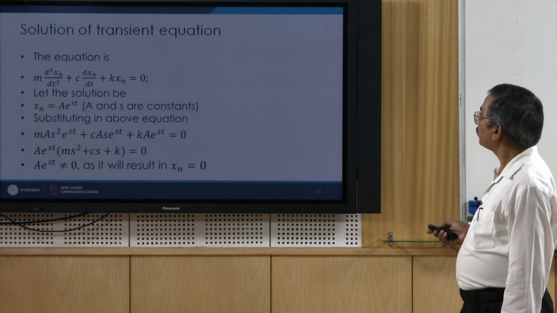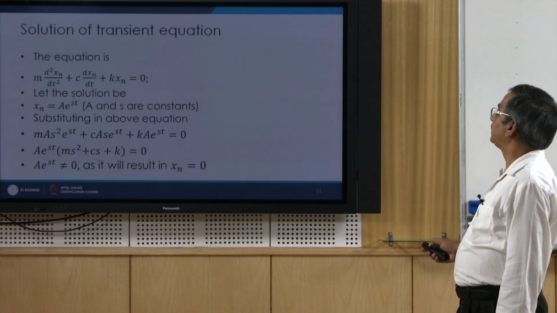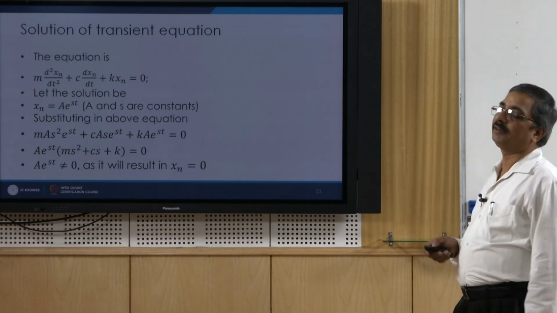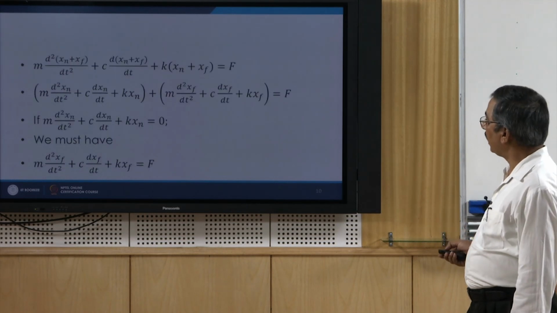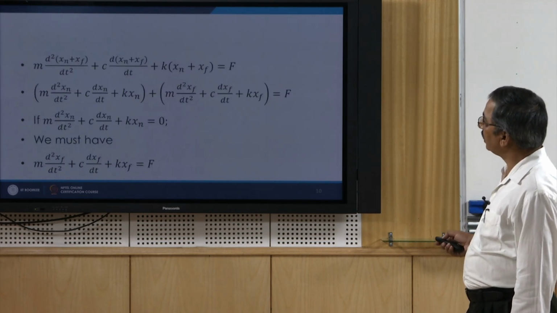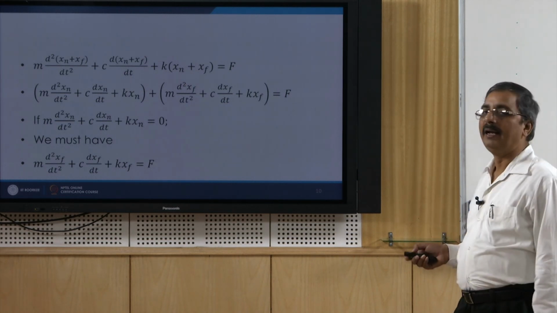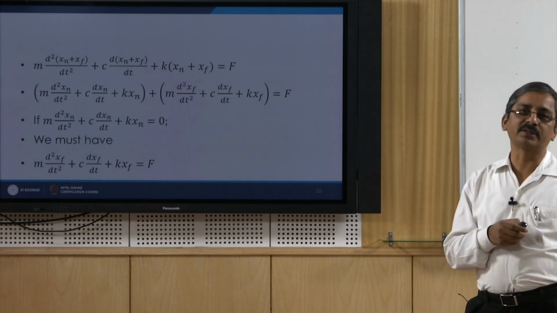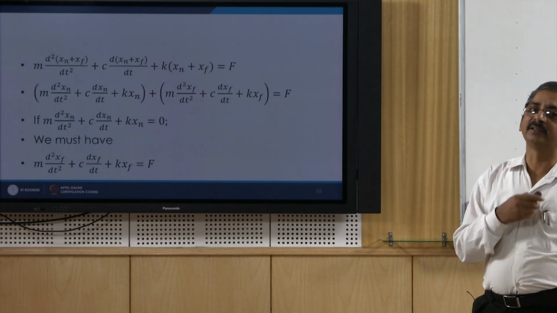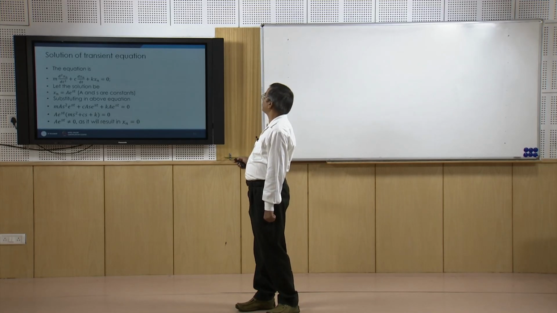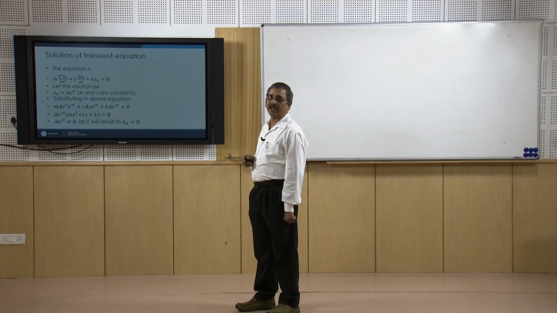Okay. So, now let us see the solution of the transient equation. We are going to look at the solution for this part, and then we will look at the solution for this part, and then we will sum up the solution and we will get the general solution. So, let us take the first part, the solution of the transient equation.